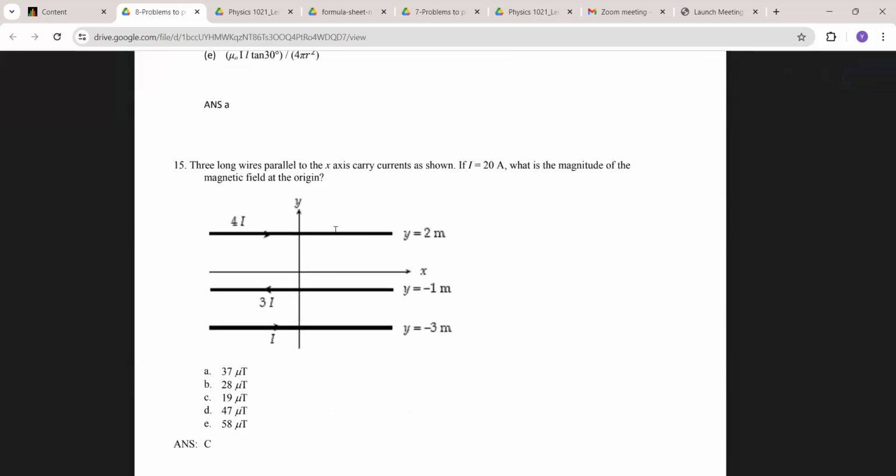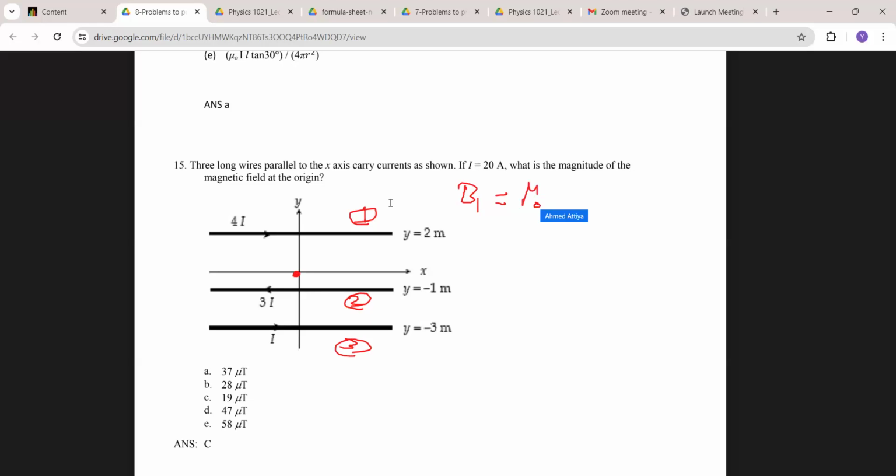Doctor, what about this question here? This is the last question. Three long wires parallel to the x-axis carrying current as shown. If I equal 20 ampere, what is the magnitude of the magnetic field at the origin? So this is quite simple. Actually, I have current. This is the origin, and the distance here is 2. So assume that this is 1, and this is here.